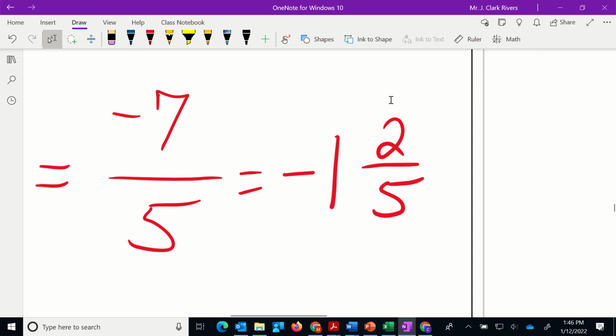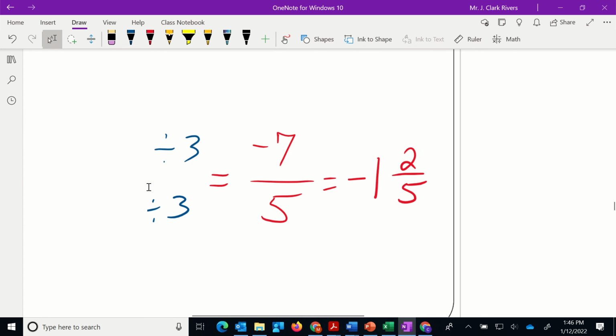All of this is negative, right? The 1 is negative and the 2/5 is negative. This is not -1 and positive 2/5. The whole thing is -1 and 2/5. Okay? All right. That comes up later.